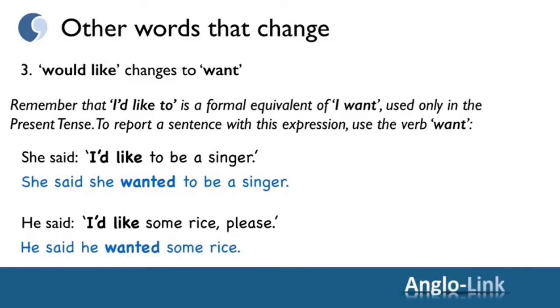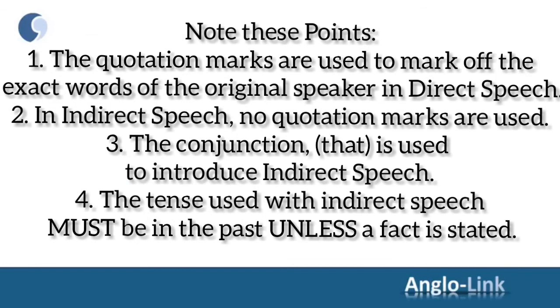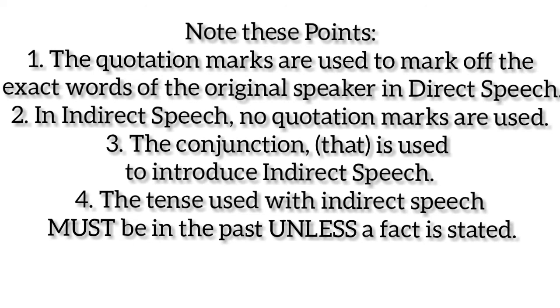So we've come to the end of this topic, okay? Note these points. First of all, the quotation marks are used to mark off the exact words of the original speaker in direct speech. Secondly, in indirect speech, no quotation marks are used. Then number 3, the conjunction that is used to introduce indirect speech. And lastly, the tense used with indirect speech must be in the past unless a fact is stated.